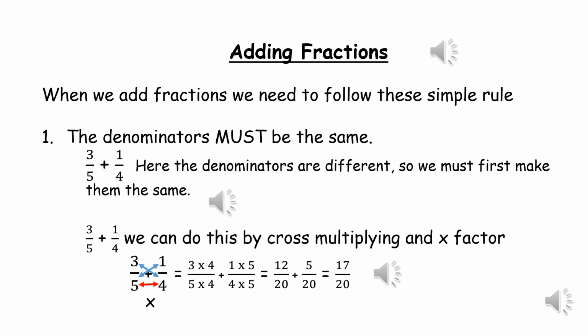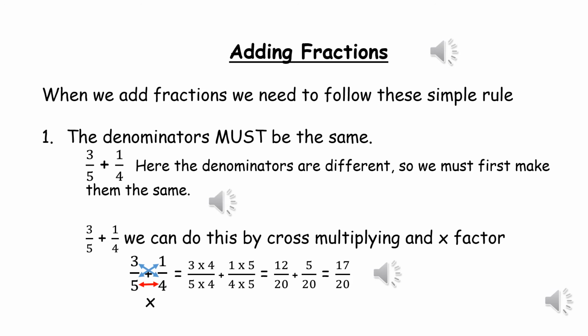Looking at these rules. Number one, the denominator must be the same. So when you're adding fractions, you need to make sure those denominators are the same. D for denominator, D for downstairs, the number that is at the bottom. So we have 3/5 plus 1/4. Now if you notice here, 3/5 and 1/4, the denominators are different. We've got a 5 and we have a 4. That's not going to work. We need to have both of them on the same page. They both need to be the same number. So what do we do? Well, we can do this by cross multiplying, and this is what we call the X factor. So let's have a look at what happens.